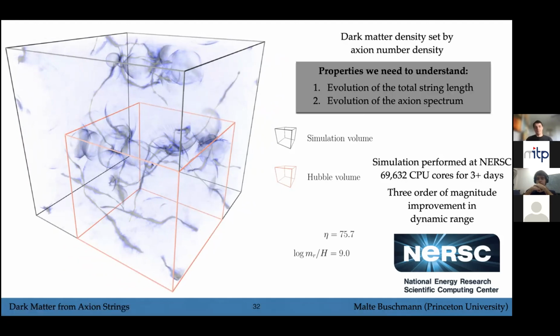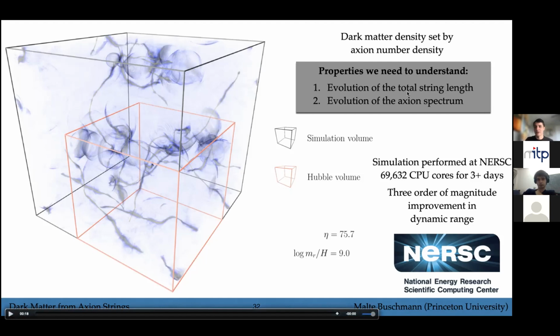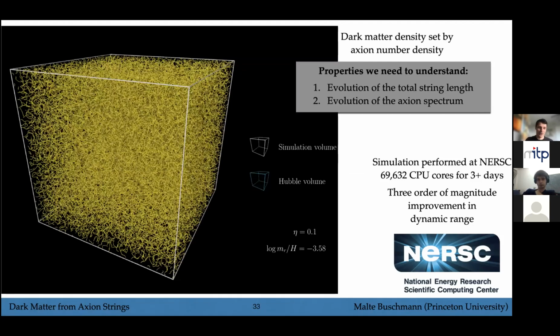All right, so now what do we actually want to get out of this simulation? Our goal is, of course, to determine the Axion mass. In order to determine the Axion mass, what we need to calculate is the Axion number density, because that's what sets the relic density, which is what we want to compare with. Now, in order to get the Axion number density, we need two different quantities. The first one is the total string length in our simulation, because the more string you have, of course, the more axions we will produce.